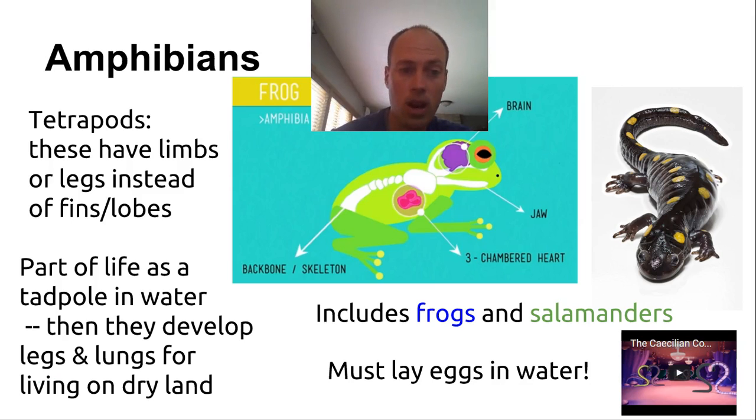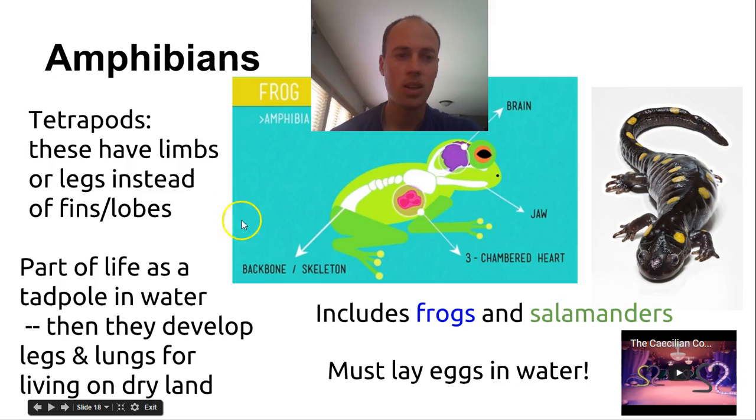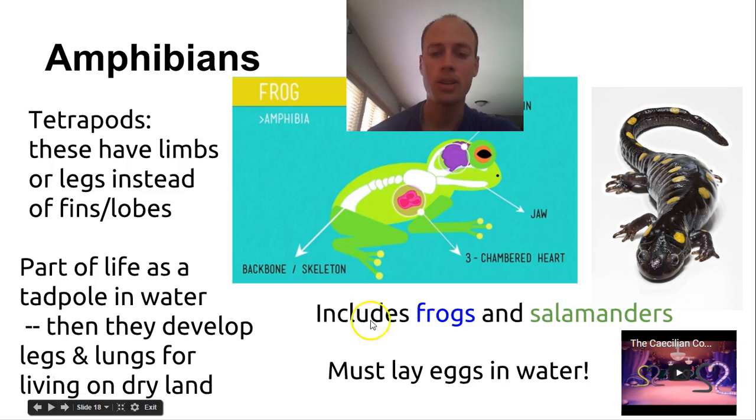They live part of their life as a tadpole in the water. All of these amphibians do. And then they develop legs and lungs for living on dry land. So they're laying their eggs in the water. Their eggs cannot hold their own moisture like other animals, like reptiles that can lay them on land. So they grow and develop in the water, and then part of their life is lived on land. So that is a different characteristic than any of the fish that we previously learned about in other slides.